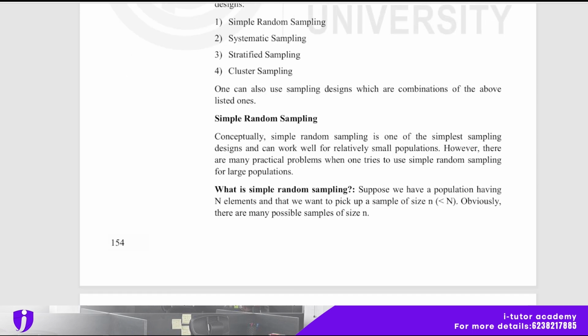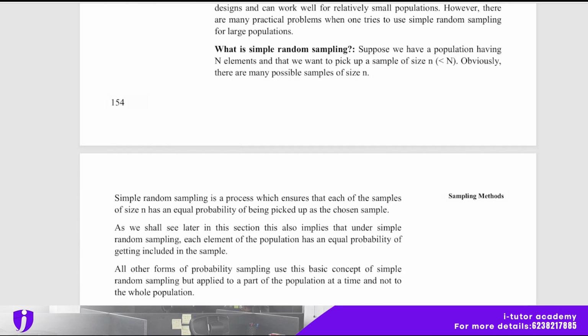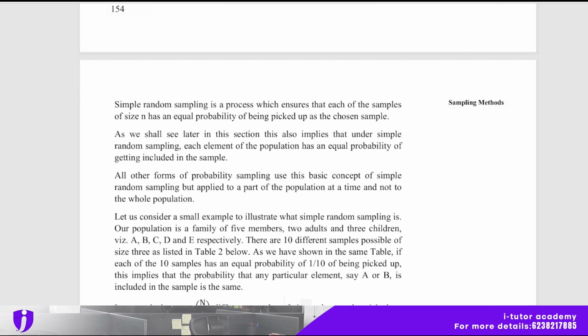Simple random sampling. Conceptually, simple random sampling is one of the simplest sampling designs and can work well for relatively small populations. However, there are many practical problems when one tries to use simple random sampling for large populations. What is simple random sampling? Suppose we have a population having N elements and that we want to pick up a sample of size n. Obviously there are many possible samples of size n. Simple random sampling is a process which ensures that each of the samples of size n has an equal probability of being picked up as the chosen sample.